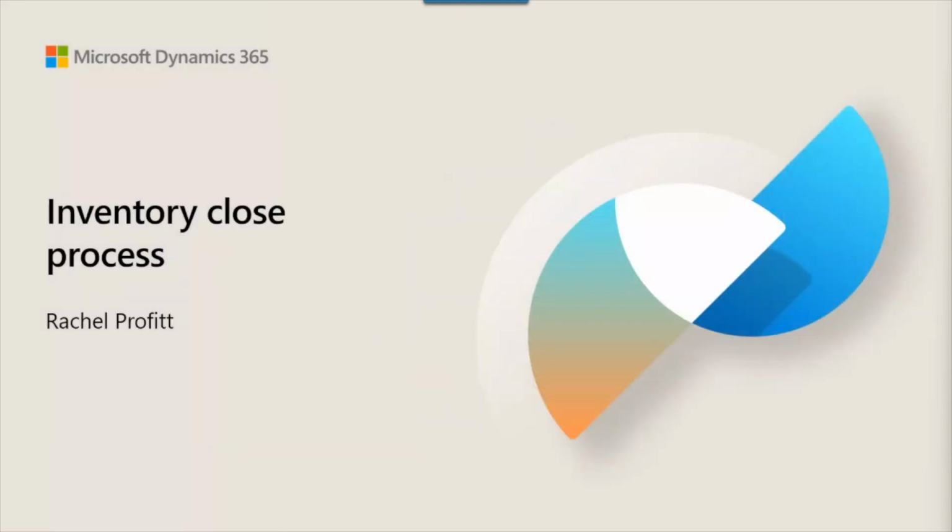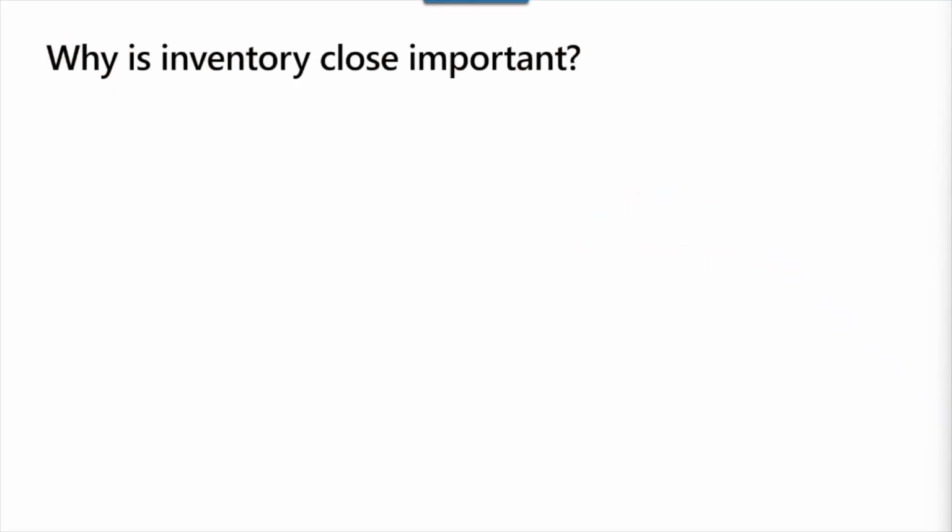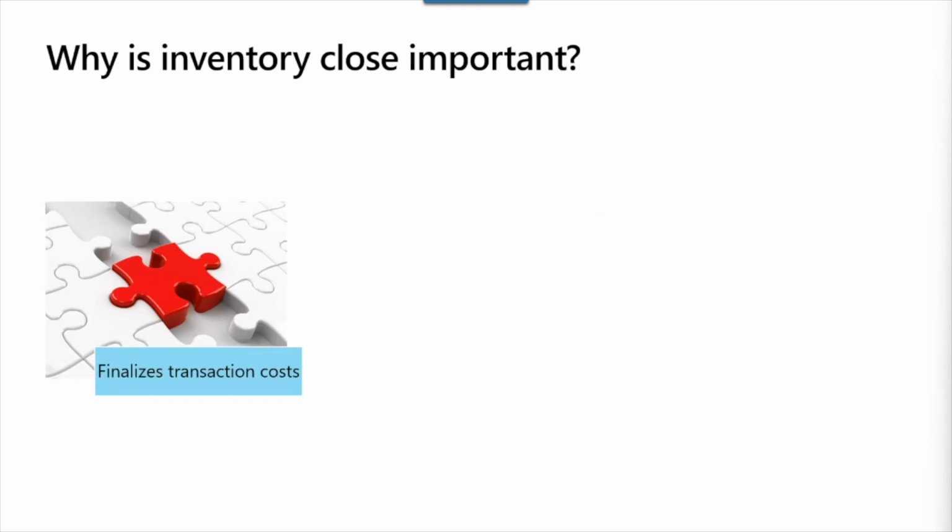So let's get started today with an overview of the inventory close process. Let's start by talking about why inventory close is so important. When you use a perpetual inventory costing model, the inventory close and adjustment process is critical to calculate the final cost and create vouchers to adjust the inventory value in your ledger.